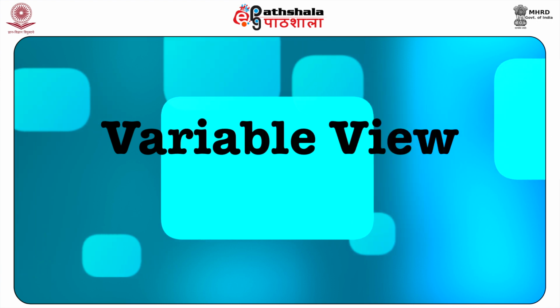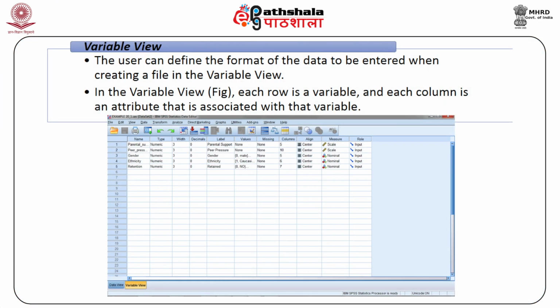Variable view. The user can define the format of the data to be entered when creating a file in the variable view. In the variable view, each row is a variable and each column is an attribute that is associated with that variable. The user can add and delete variables and manipulate the attributes of the variables.